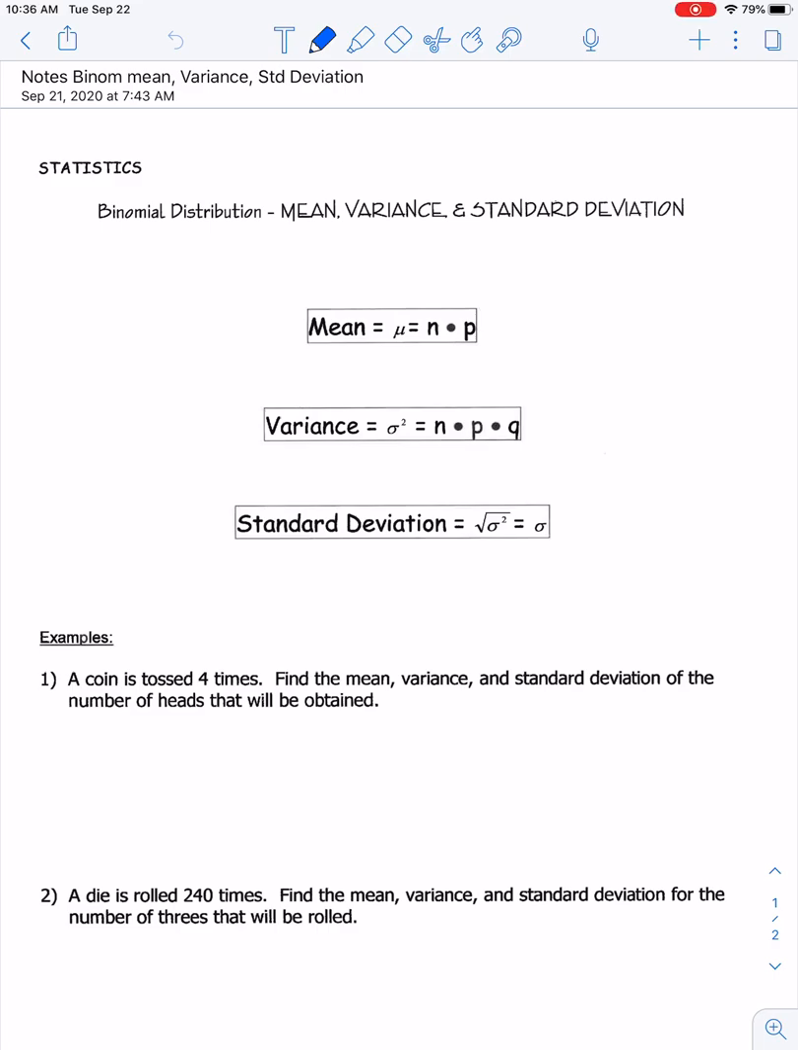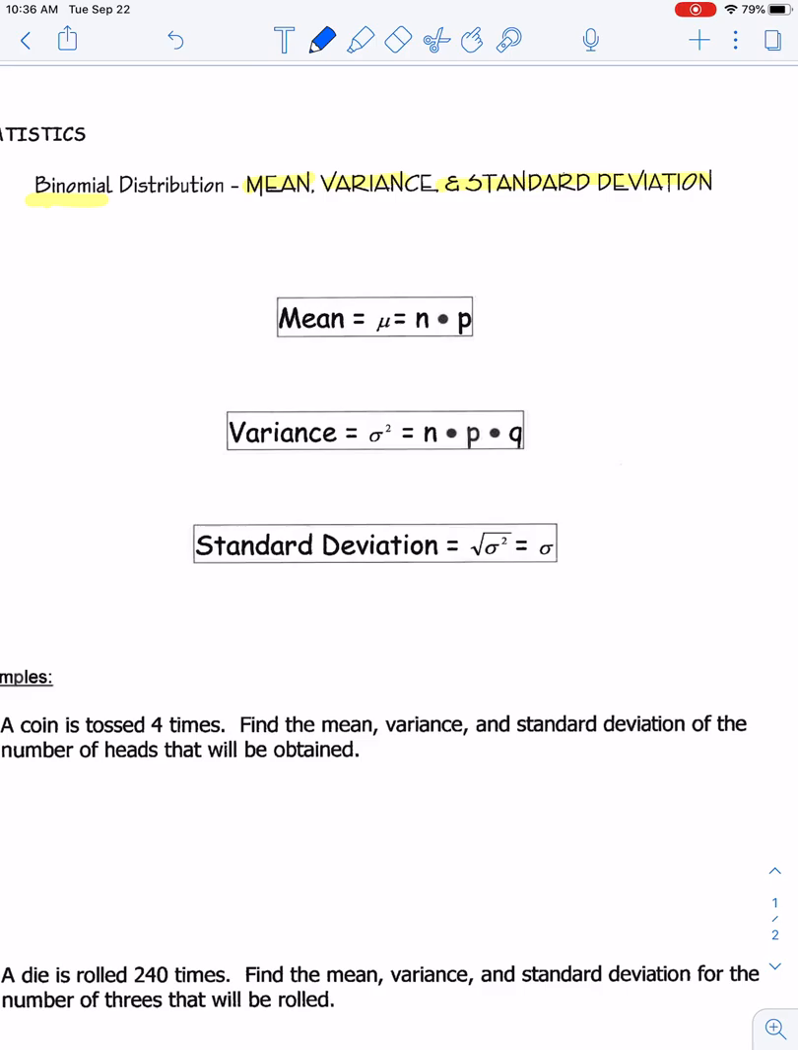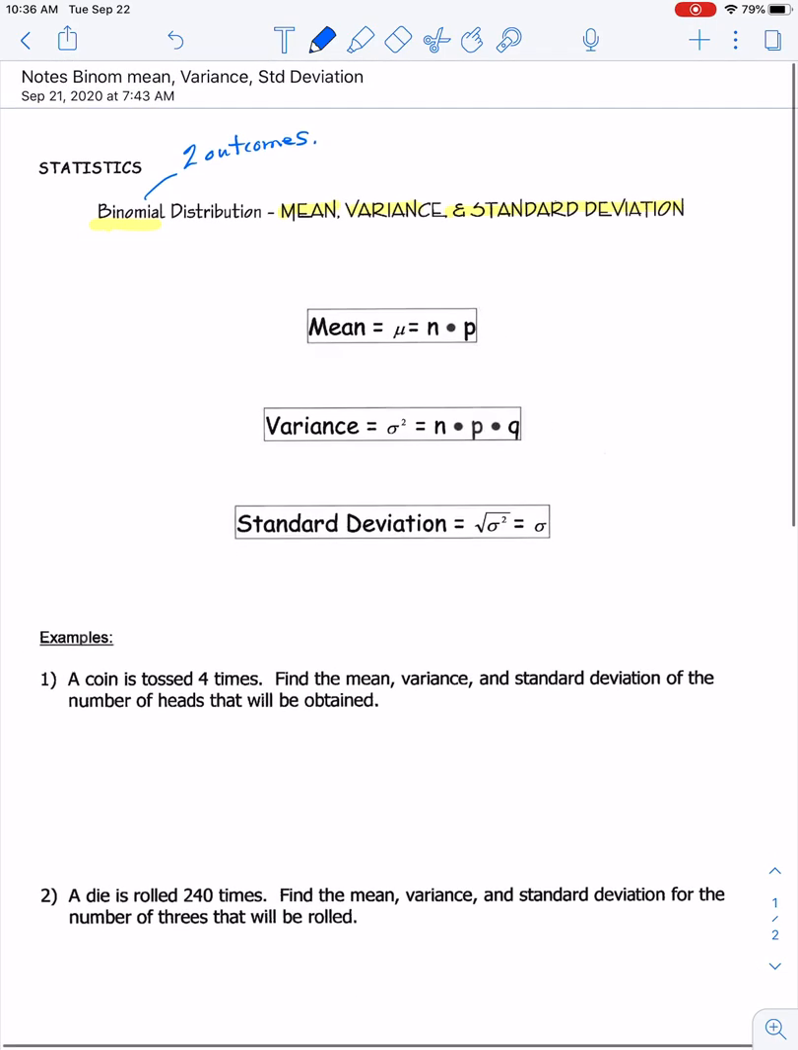Good morning, everyone. In this lesson, I want to talk to you about binomial distributions and how to calculate the mean, the variance, and the standard deviation when we have binomial. Okay? From a previous lesson, you want to remember binomial distribution means we're studying things that have two outcomes or have a situation that can be reduced to two outcomes.